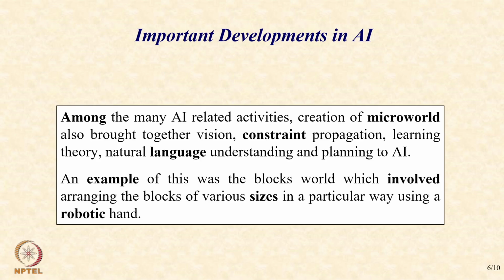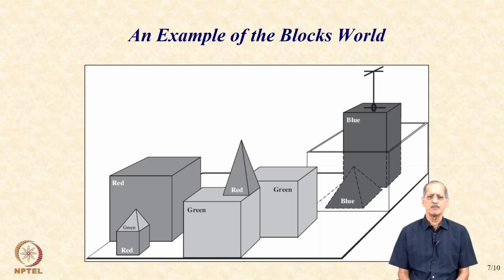In fact, an example of this thought process was the blocks world, which was developed, which involved arranging blocks of various sizes and colors in a particular way using a robotic hand. This is a schematic of a typical blocks world task that was given to an AI driven artificial hand, and blocks of different sizes were identified based on their shapes, size and color, and then they were arranged as per a specified strategy. This perhaps became the first level at which an AI kind of application could be demonstrated effectively.